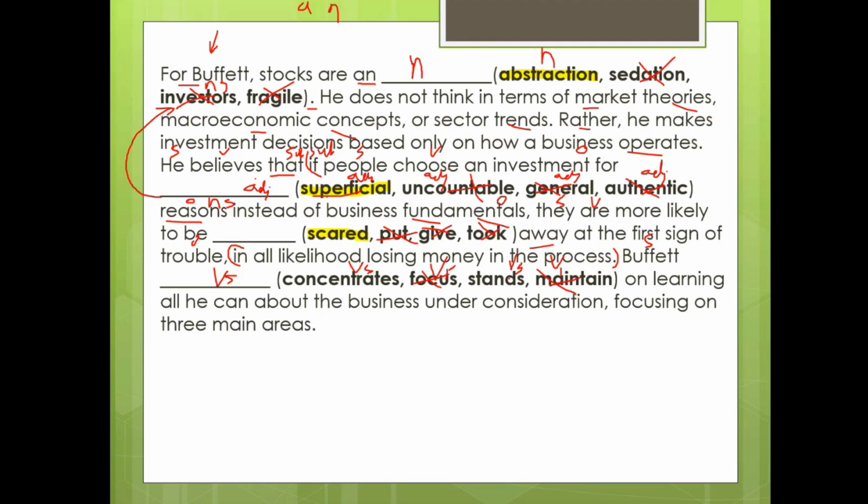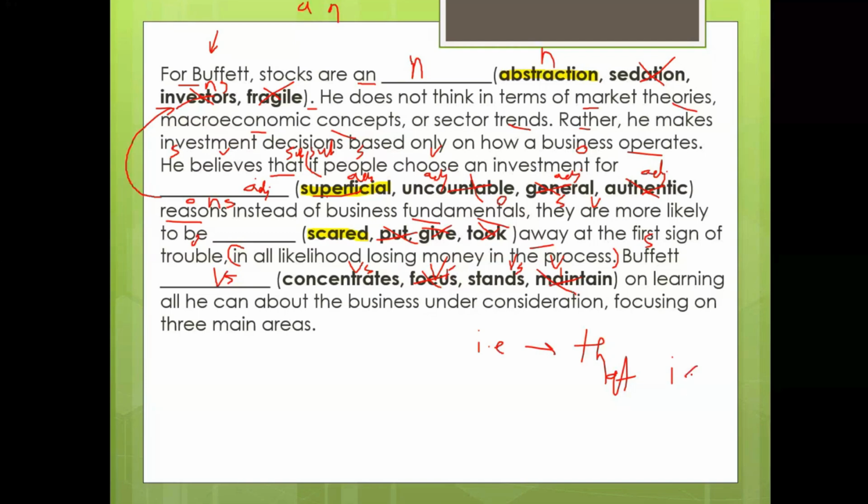Okay, Buffett stands on learning. Can we say stands on learning? Stands for is used when we talk about any definition or something. It stands for, and on is not making sense. Stands for is a collocation. We always write stands for. This stands for this. So stands on is not making sense.